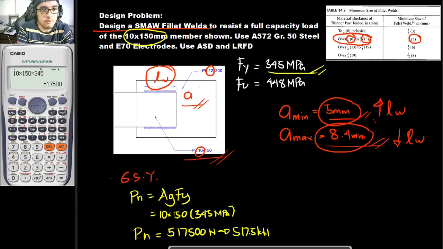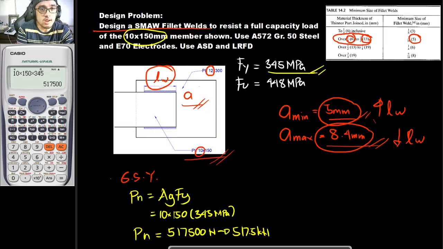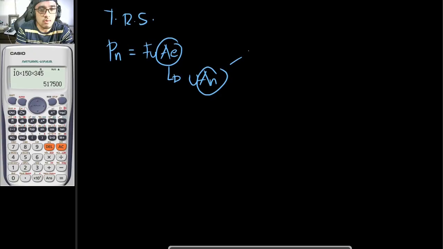And how about for tensile rupture stress? Pn is equal to Fu times Ae, where Fu is to be our rupture stress and our Ae is to be our effective area. And our effective area is equal to shear lag factor times the net area. And since we don't have any holes in here, our net area is also equal to our Ag. But what about for our shear lag factor U?